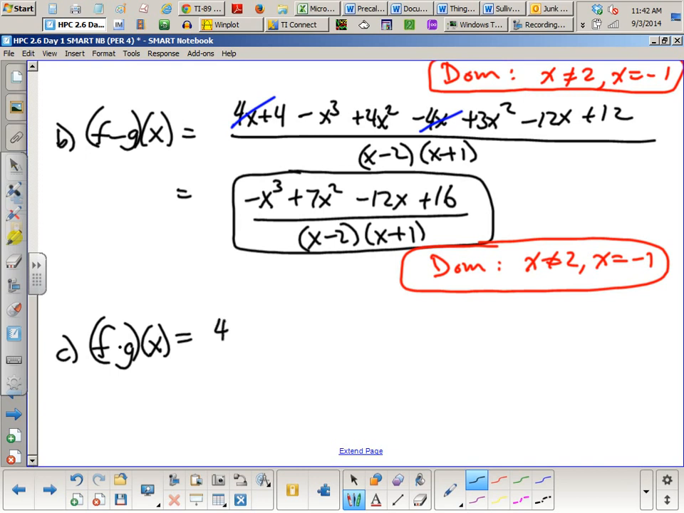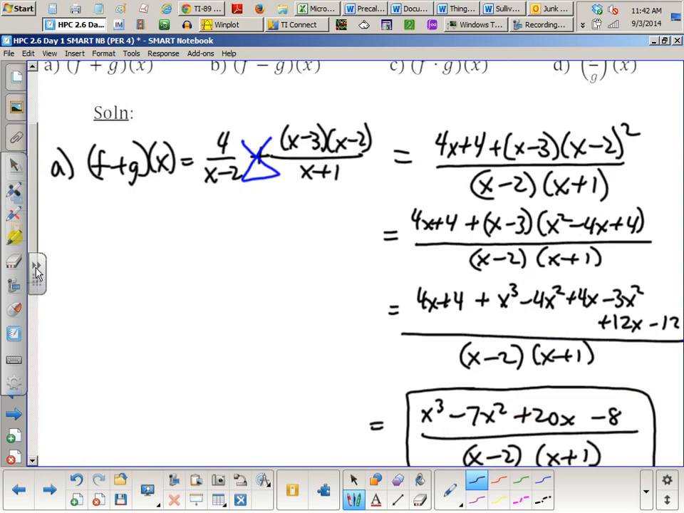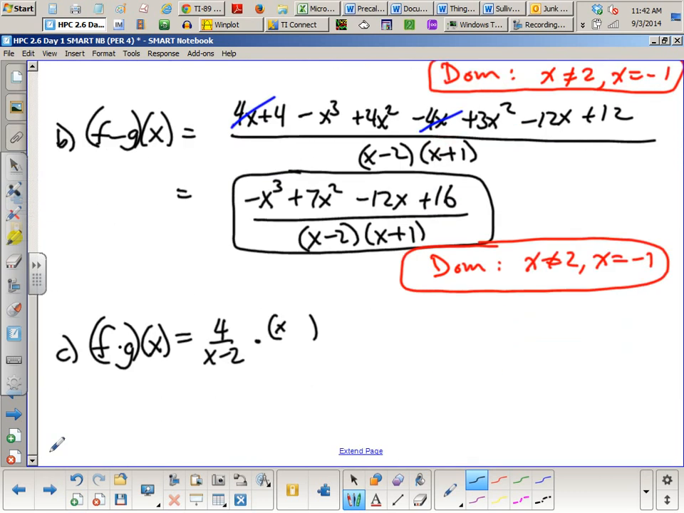Okay, so my functions were 4 over x minus 2, and we're multiplying that with the function... what was my function? Can't even remember it now. What was g? It was x minus 3, x minus 2 over x plus 1, right? So x minus 3, x minus 2, x plus 1. So something very interesting happens right now. We'll notice that there's an x minus 2 top and bottom, right?